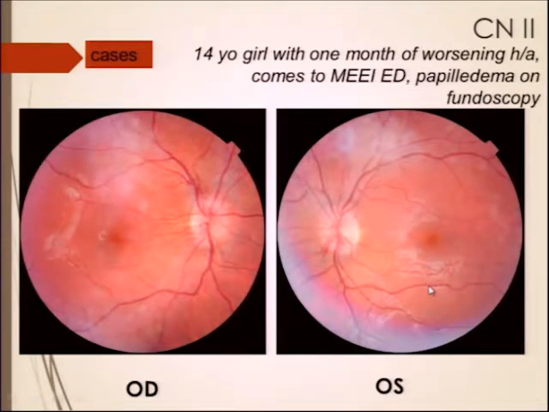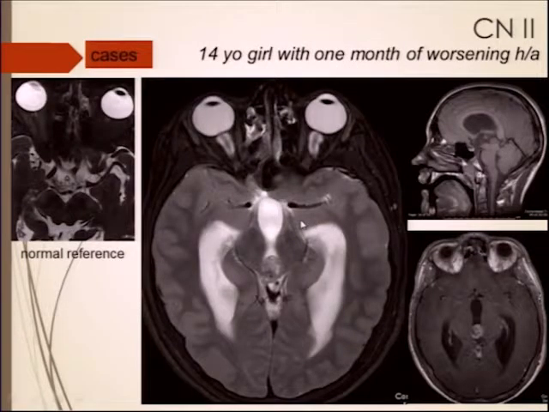Here's a patient, a 14-year-old girl. She had a 1 month history of worsening headache. She showed up in the Mass Eye and Ear emergency room. She immediately got a fundoscopic exam to evaluate a patient with headache, and she has very swollen appearing optic nerves that were called papilledema, and in fact, she went right to MRI.